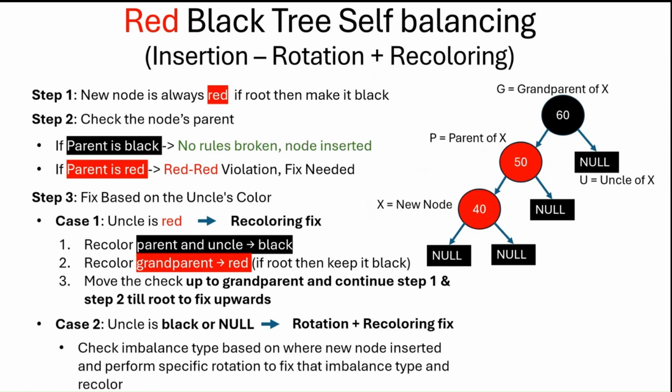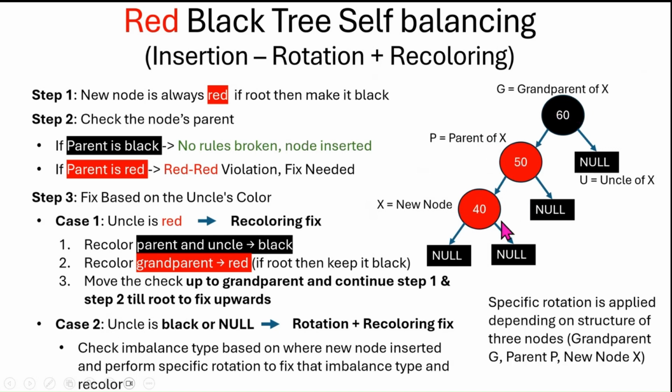So we need to check the imbalance type. When we discussed the rotation self-balancing technique in our previous slides, these are the three nodes which are impacted. So this is the smallest impacted subtree. So these are the three nodes: grandparent, parent, and X. And depending on the structure of these three nodes, the imbalance type, we need to decide what rotation we need to apply, right? There are four structures of these three nodes. We'll understand each structure and what rotation we can apply to fix this imbalance and red-black tree property violation.